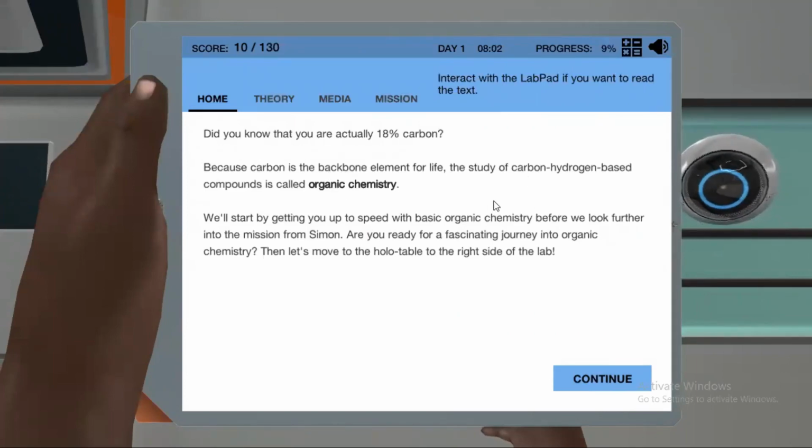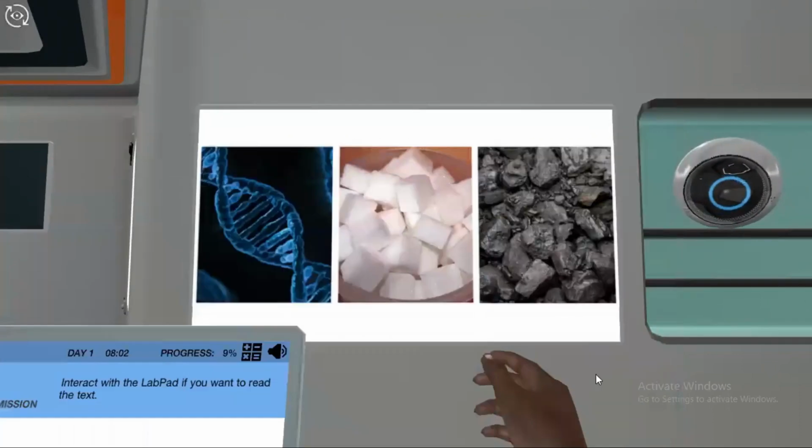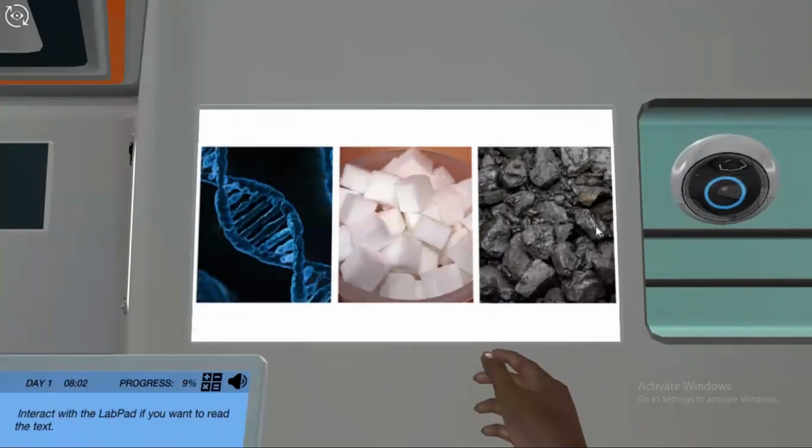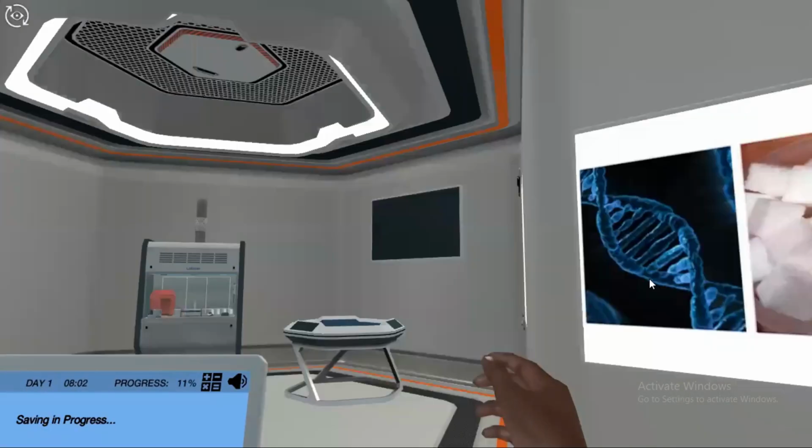The study of carbon-hydrogen-based compounds is called organic chemistry. We'll start by getting you up to speed with basic organic chemistry before we look further into the mission from Simon. Are you ready for a fascinating journey into organic chemistry? Then let's move to the hollow table to the right side of the lab. Go to hollow table 2.